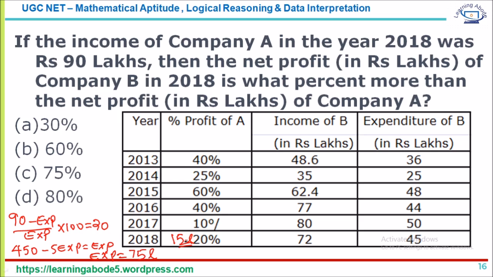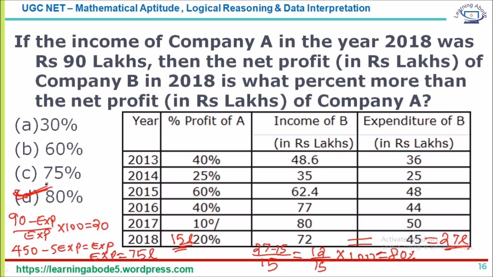The question is the comparison between company B's profit and company A's profit. Company B's profit is what percentage more? Now company B income and expenditure is given, so the difference is the profit, and that profit is 27 lakhs. So company B profit is 27 lakhs, company A profit is 15 lakhs. The question is how much company B profit is more than company A, so the base is company A, that is 15 lakhs. Now how much more? 27 for company B, like 15, that's 12. So 12 by 15 in terms of percentage is 80%. So the answer for this question is option D, 80%.